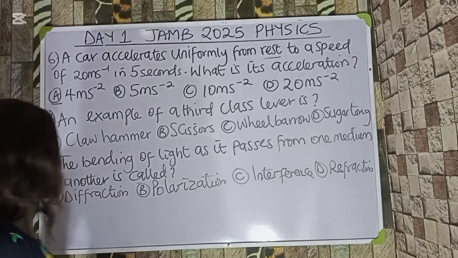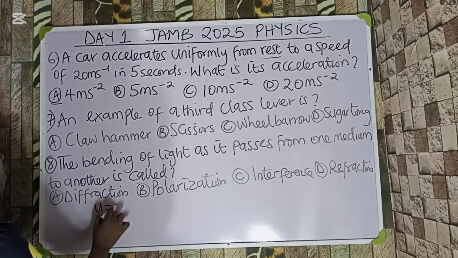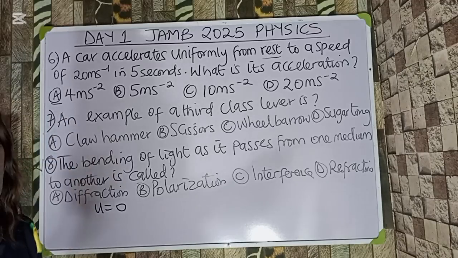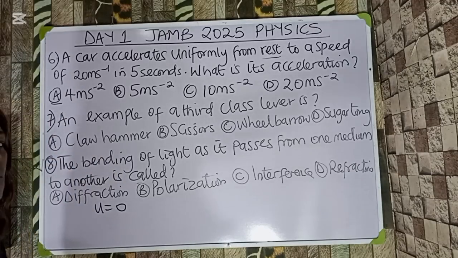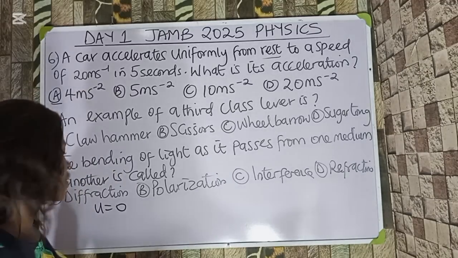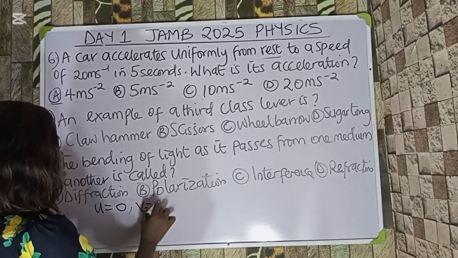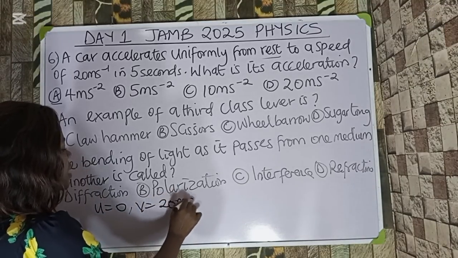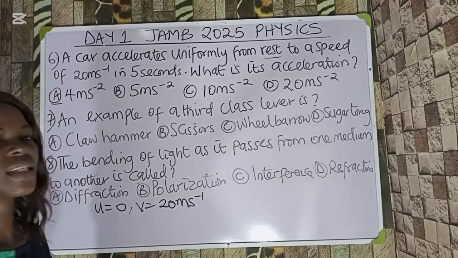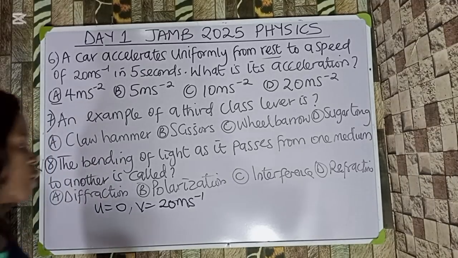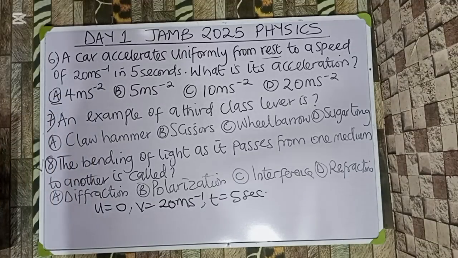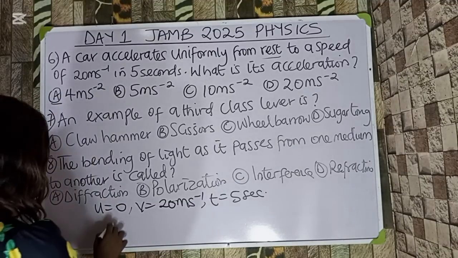Okay, so let us write that u equals 0. It now moved to a speed of 20 meters per second. That particular speed becomes our final velocity. So that means my v is equal to 20 meters per second. Then the time is 5 seconds. So in 5 seconds, now what are we looking for? We are looking for acceleration a.